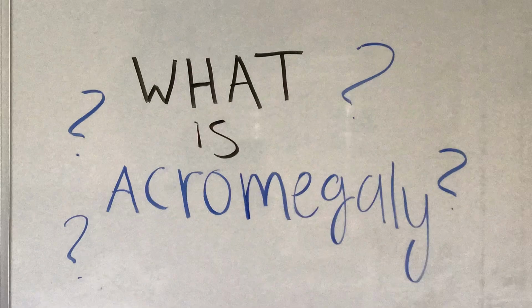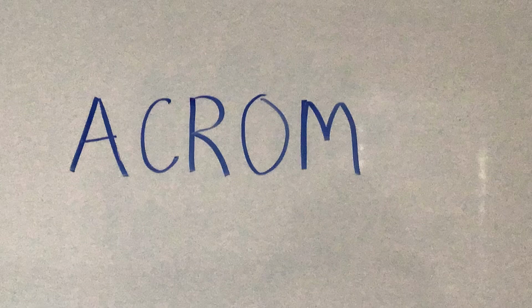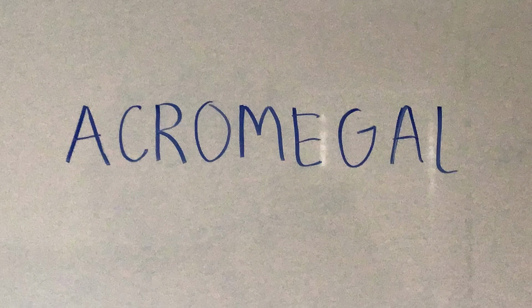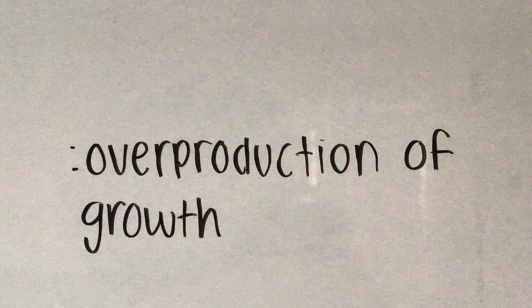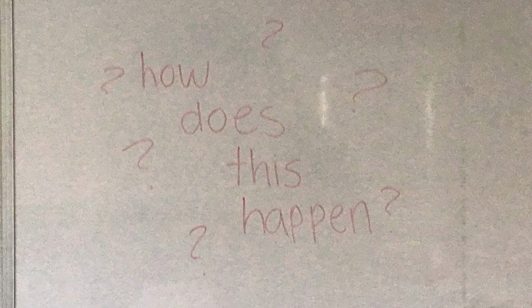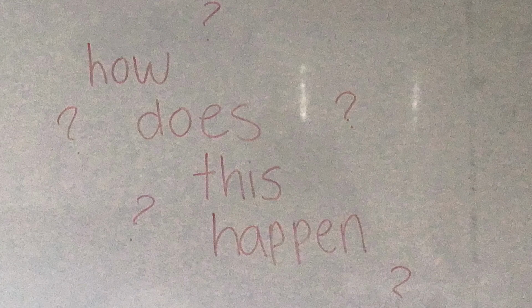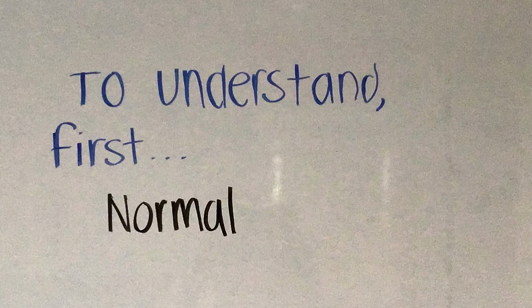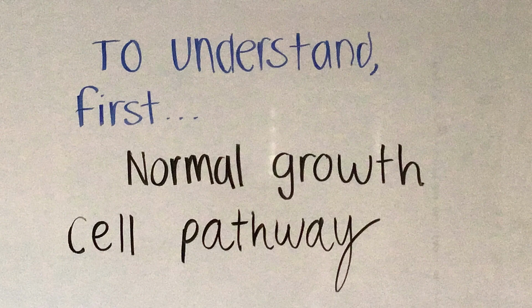This is my cell communication project. Acromegaly is the overproduction of growth hormone in the body. To understand how this happens, we must first go through the normal cell growth pathway.